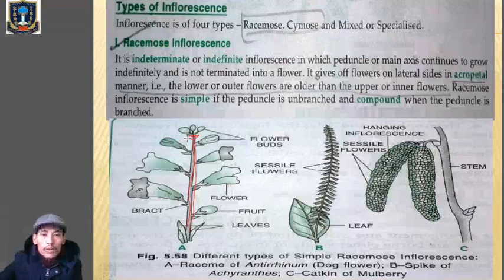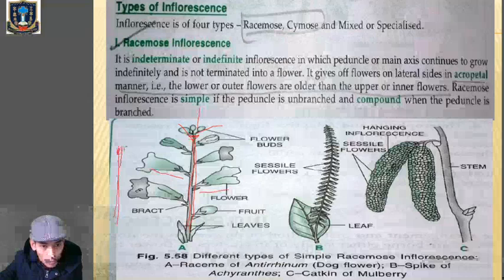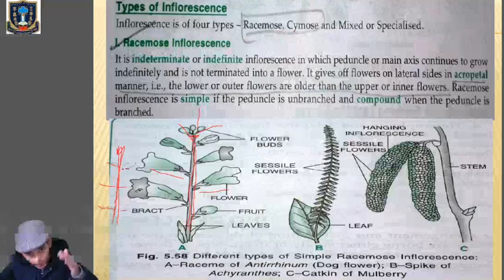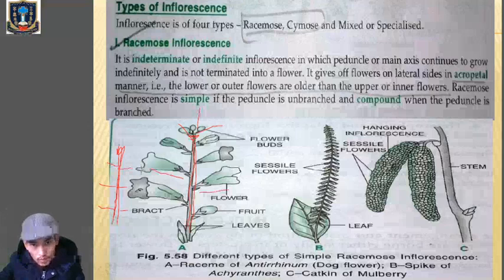So it gives off flowers on the lateral sides. On the lateral sides you can see the presence of flowers, but at the terminal end it will not end into a flower. Mainly it forms flower buds, but it keeps on growing, and the flowers appear on the lateral sides. So here what happens is that in case of racemose inflorescence, since the main stalk continues to grow and the flowers are present on the lateral sides, the lower part of the flower or the outer flower is older.